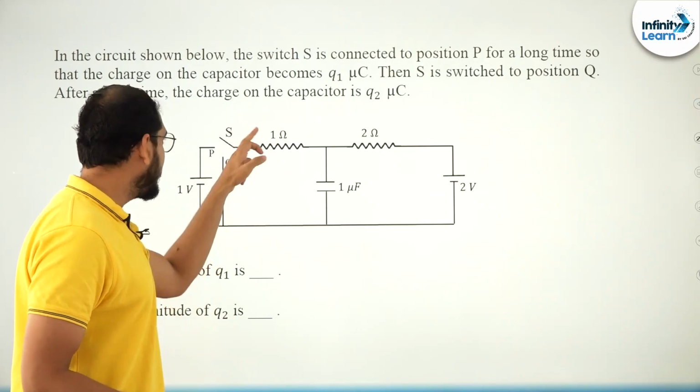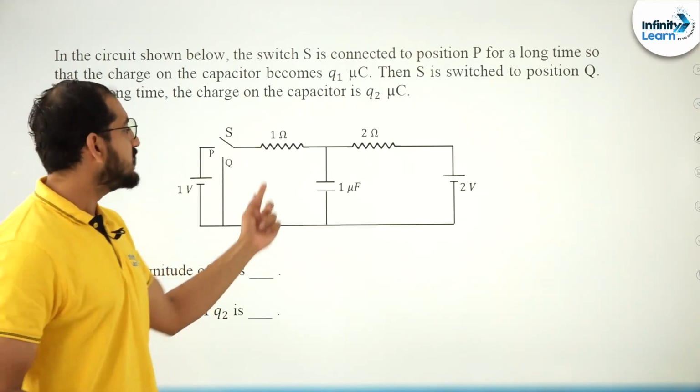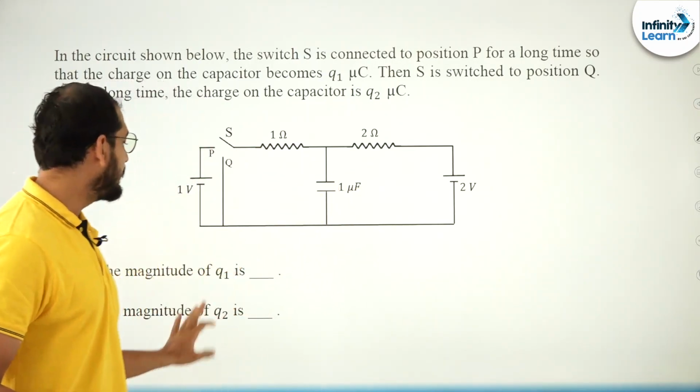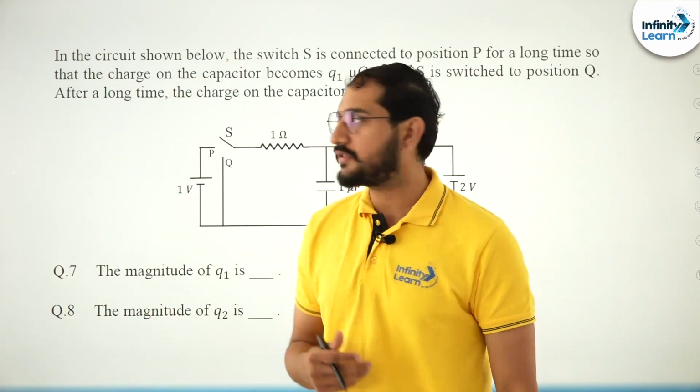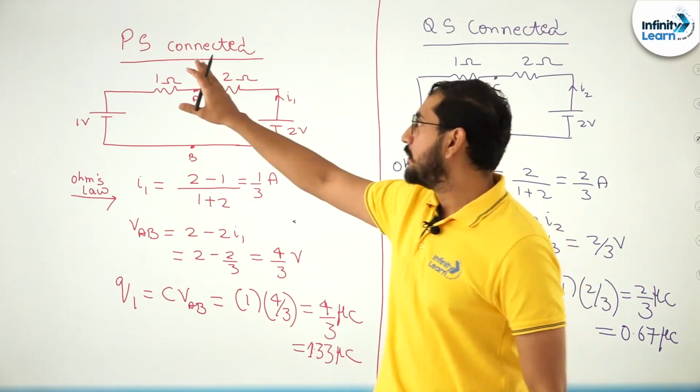In the second part, we will connect Q and S. A different charge is going to accumulate over here, that will be our Q2. So these two values we need to find. We will go step by step. First we will do the PS connection.